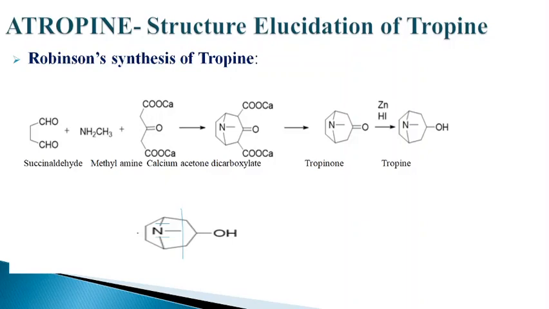Finally, the structure of tropine is confirmed by its synthesis, which was given by the scientist Robinson. He did outstanding work on alkaloids, for which he was awarded the Nobel Prize for Chemistry in the year 1947. He took very simple, industrially feasible compounds for the formation of this tropine structure in simple steps.